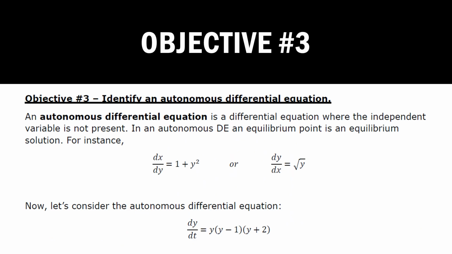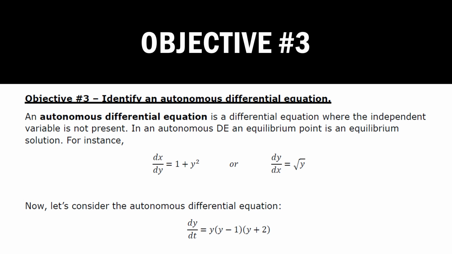Okay? Objective 3, identify an autonomous differential equation. An autonomous differential equation is a differential equation where the independent variable is not present. So in an autonomous DE, an equilibrium point is an equilibrium solution. For instance, dy/dx equals 1 plus y squared, or dy/dx equals the square root of y.